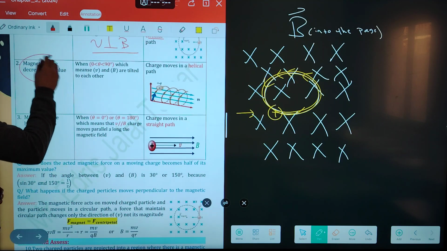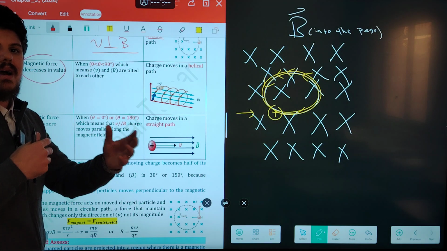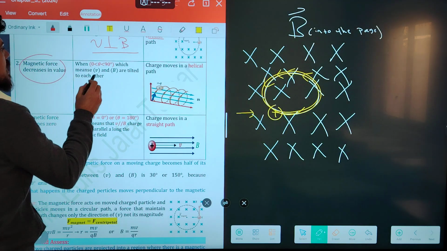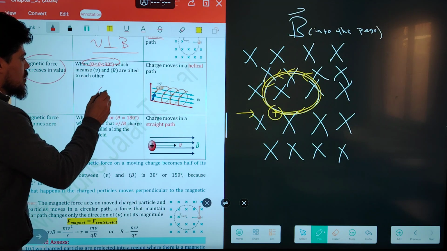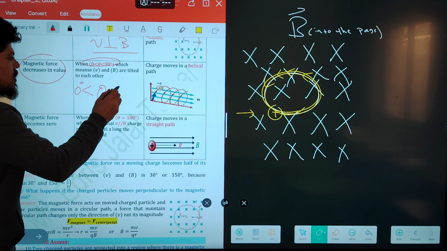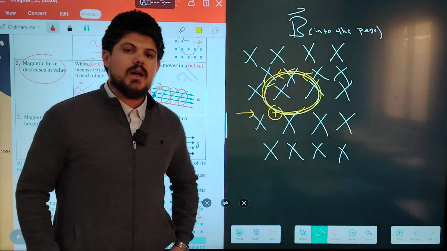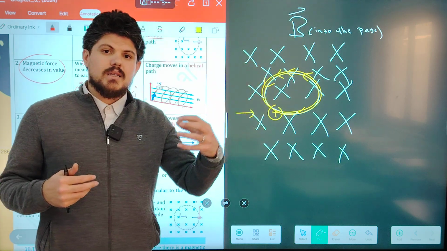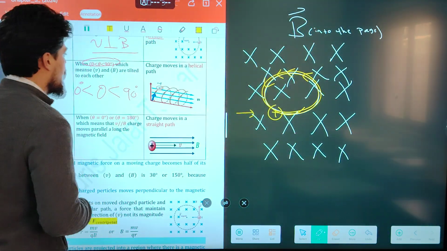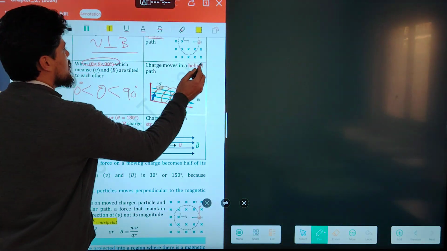Okay, in the second case, when the magnetic force is between the maximum and minimum value, the angle between V and B is more than 0 or less than 90. Between these angles, more than 0, the magnetic force increases; less than 90, the magnetic force decreases gradually. So the charge's path becomes a helical path.